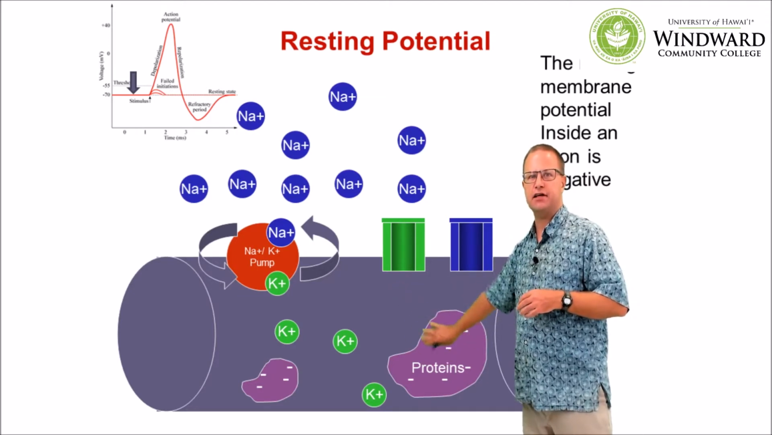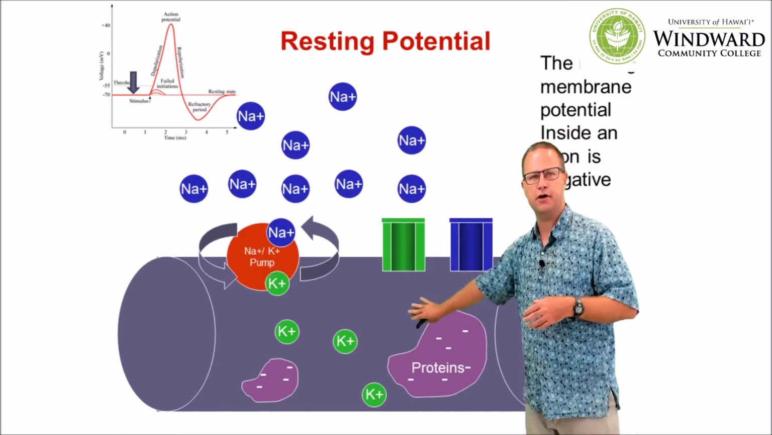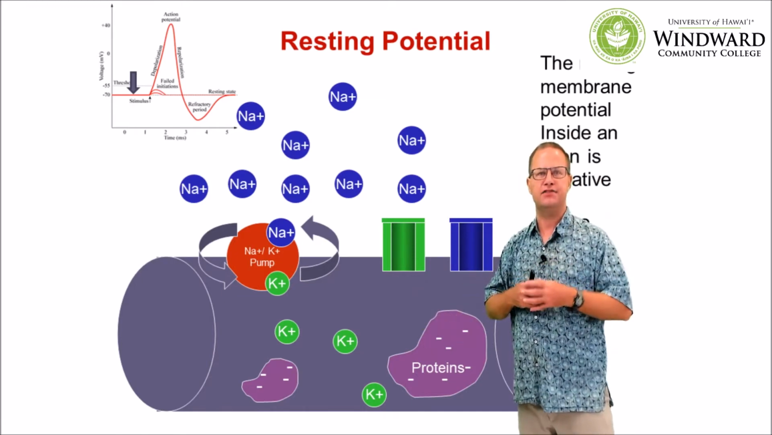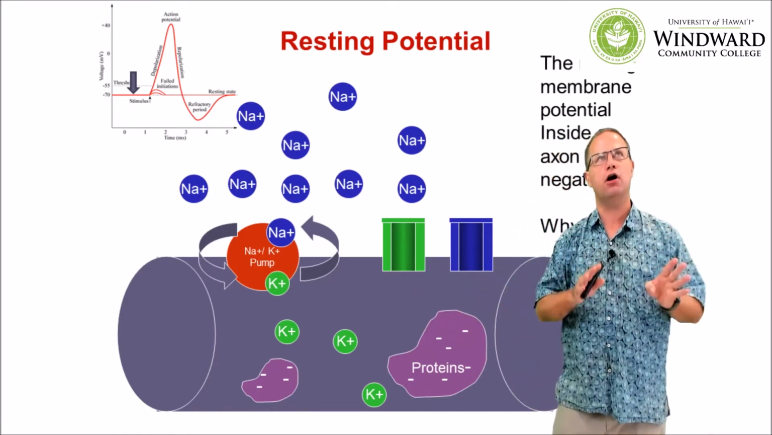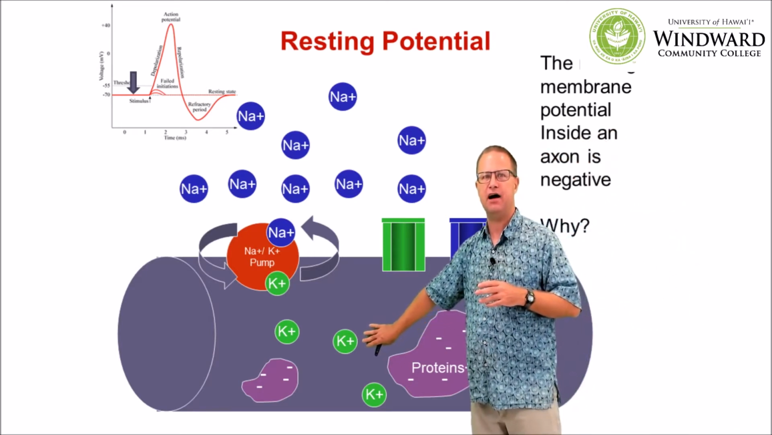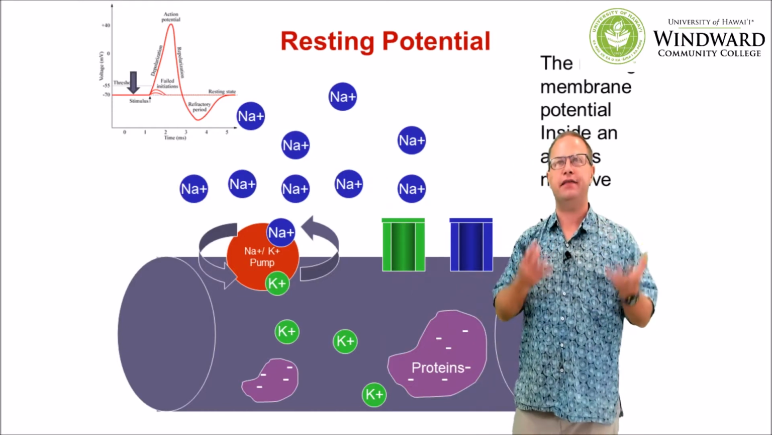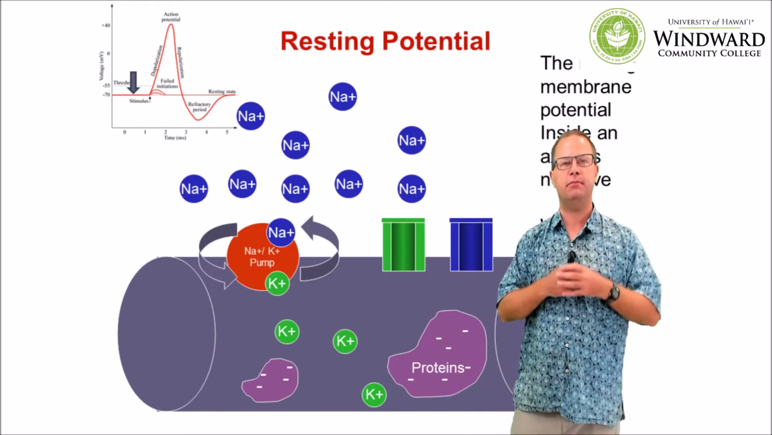Now, inside that axon, we have some proteins. The proteins help to contribute to the internal negative charge, along with some ions. Remember, ions are charged atoms. The two atoms we have here that are charged are a potassium ion and a sodium ion, and both carry a positive charge. How did they get to be positive? Well, they both gave up electrons.